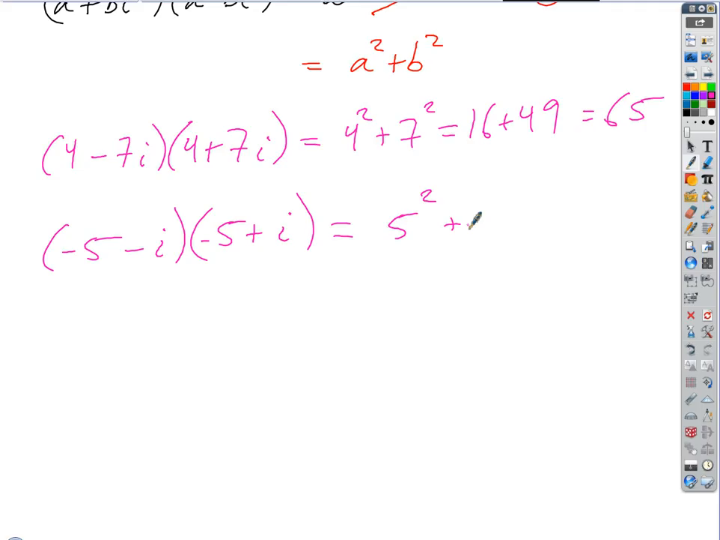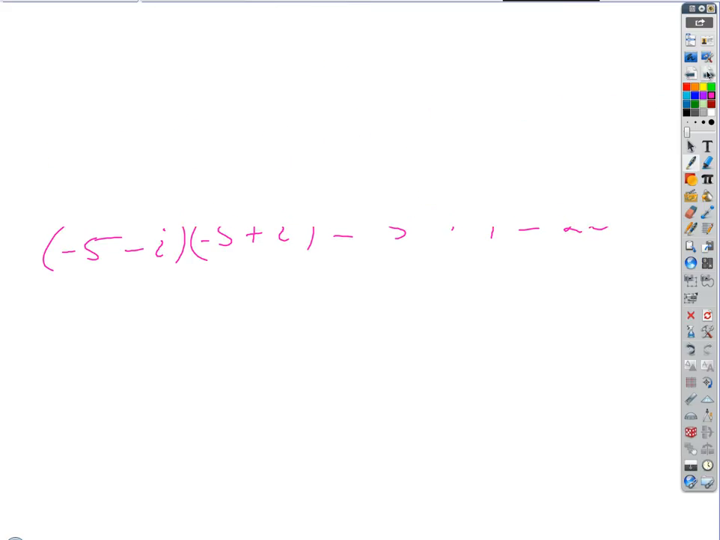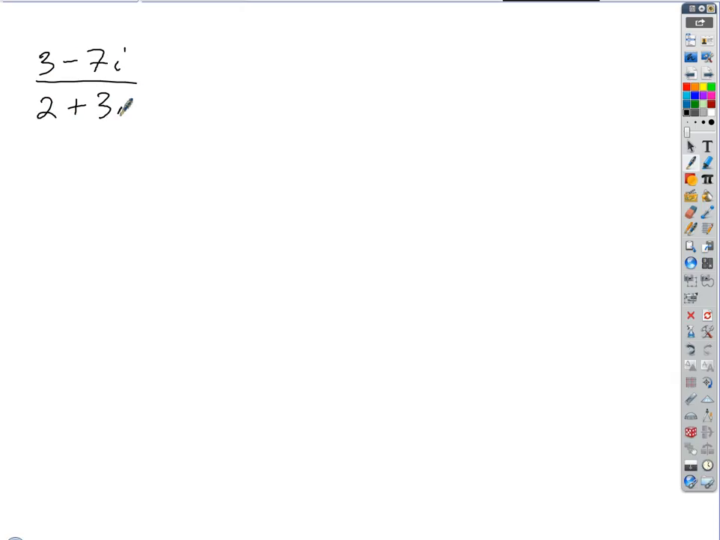Plus what? 1 squared. Yeah, because what's the coefficient of i there? It's just negative 1 and positive 1. So we just get 25 plus 1 is 26, right? Does that make sense? Okay. So just do 1. If you can do this, you got this section done, easy. So simplify this quotient. Okay, try that.